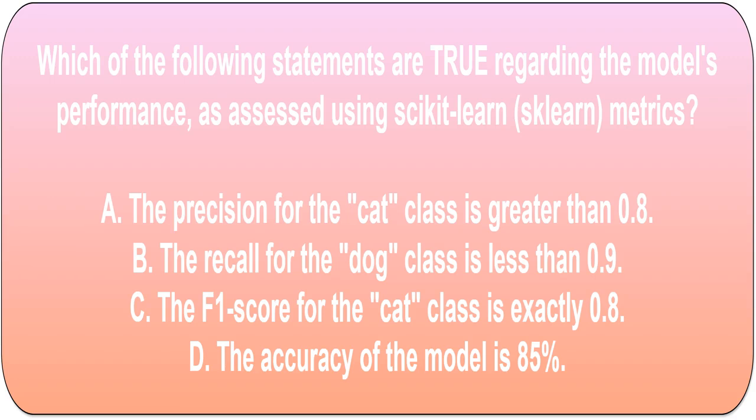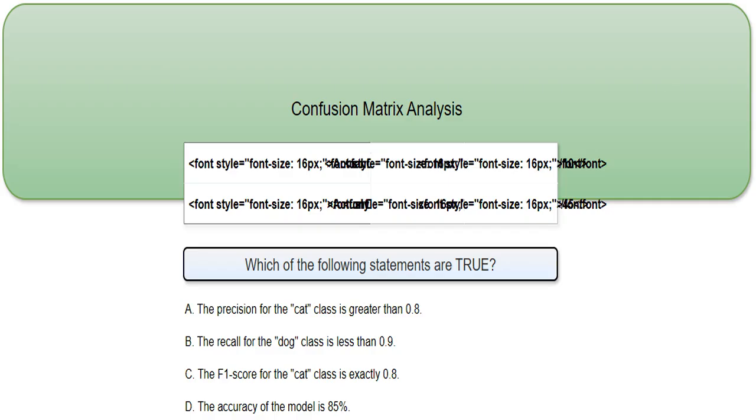This is the actual question. Let's use the confusion matrix to figure out the answers. I need to calculate precision, recall, F1 score, and accuracy to answer this. I analyze the confusion matrix to assess the performance of the cat and dog image classification model. This will tell us how well the model distinguishes between cats and dogs.